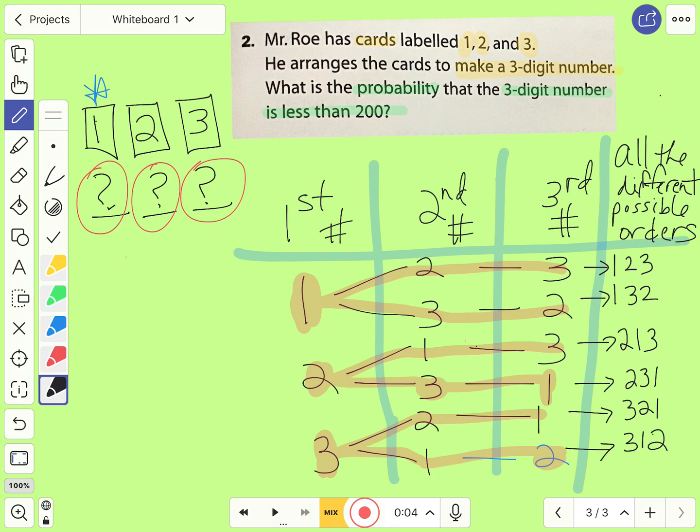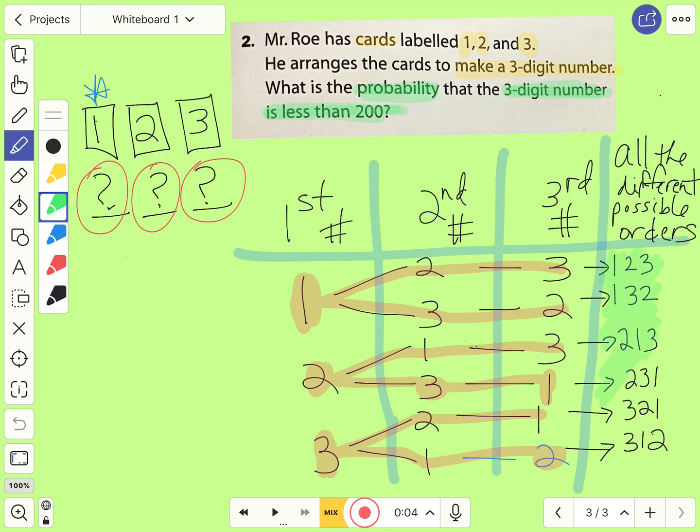So you might think that you're finished and that you have answered the question, but we still have to answer the last part. What is the probability that the 3-digit number is less than 200? So we're going to look at all of the numbers that we made by ordering those digits, and we're going to choose the 3-digit numbers that are less than 200.